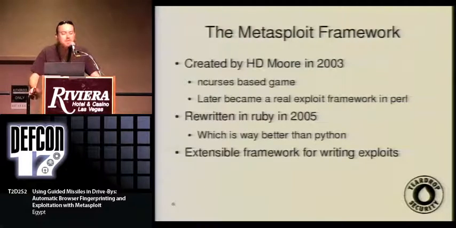Originally, Metasploit was a game. It was an ncurses-based game that you could play anywhere. It later became a full-fledged exploitation framework written in Perl, but Ruby is a lot better. So in 2005, HD and the core dev team at the time, Skape and SpoonM, rewrote the whole thing in Ruby, which of course is way better than Python.